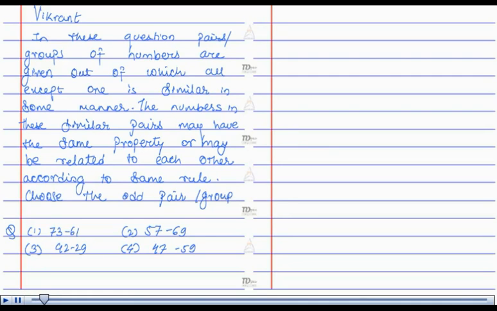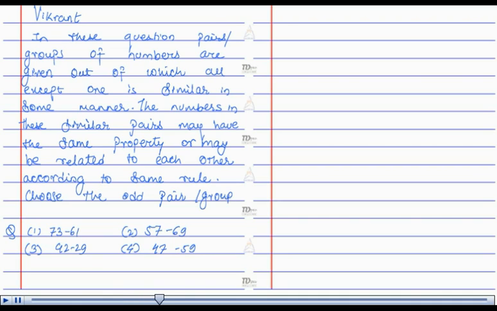Hello, I am Vikrant. In this question, pairs and groups of numbers are given, out of which all except one is similar in some manner. The numbers in these similar pairs may have the same property or may be related to each other according to the same rule. Choose the odd pair or group.